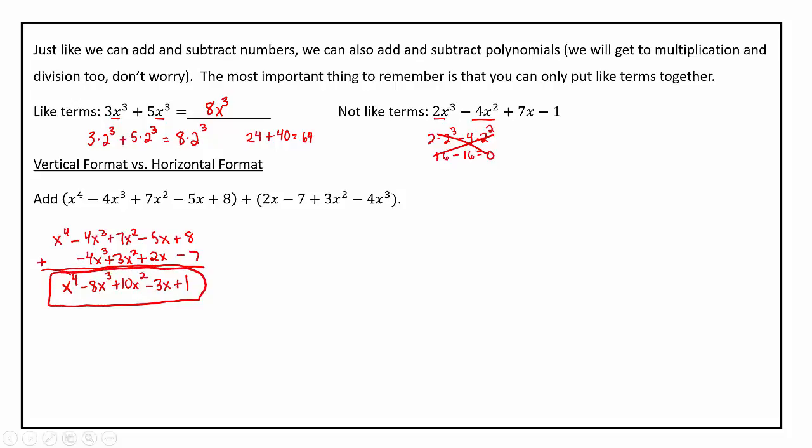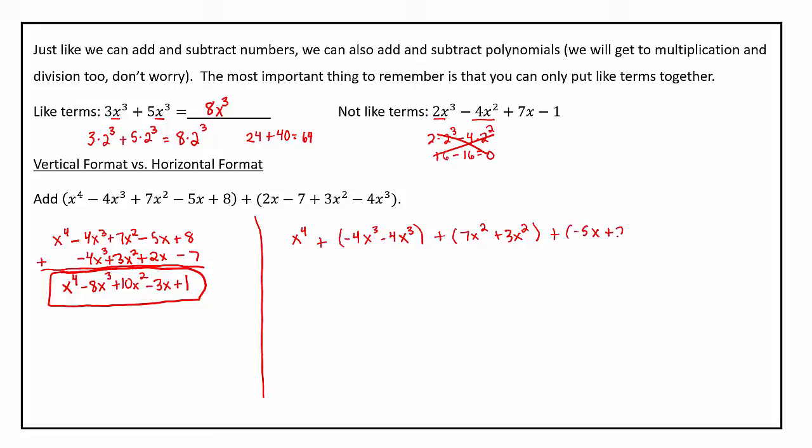I highly recommend the vertical format because it makes it really easy for us to tell at the beginning what our like terms are and what they are not. The other way that we can do this is called the horizontal format. And so what that means is that we look at our terms in each of them kind of on a case-by-case basis. Like we look at the x to the 4th and we say, oh, it doesn't have anything to add with. Then we look at the x cubes and we put the x cubes next to each other. And then we're going to take the x squareds and put them next to each other. And then we're going to take the x's and put them next to each other.